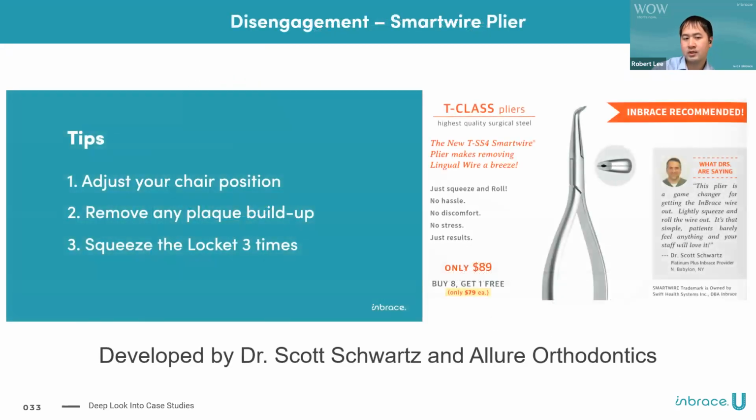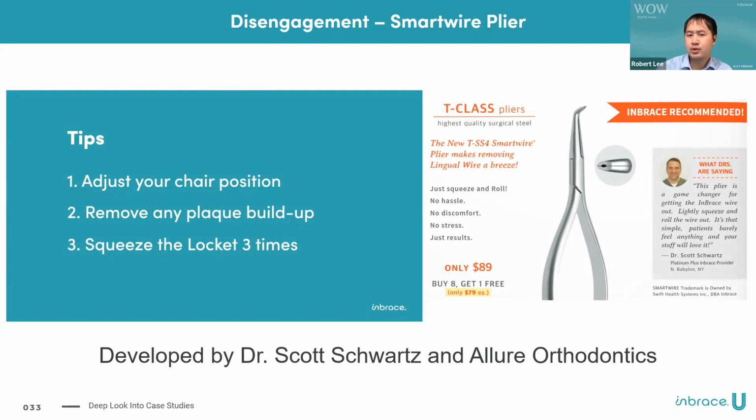If you're having trouble with disengaging, especially with the heavy force brackets that we initially had, Dr. Scott Schwartz and Allure Orthodontics created the Smartwire Plier. This works really well to get the Smartwire out. Just some general tips with it: make sure you're adjusting your chair position so you have the proper angle.